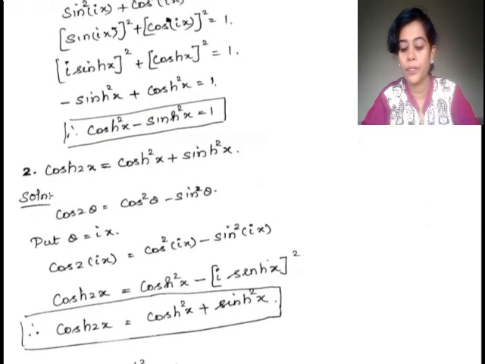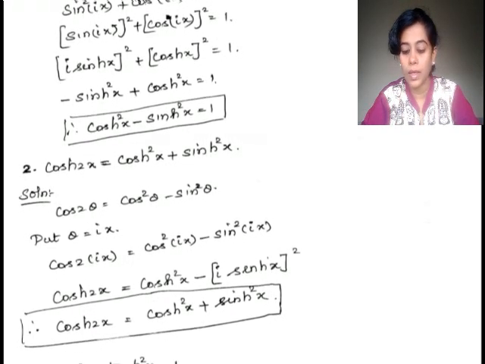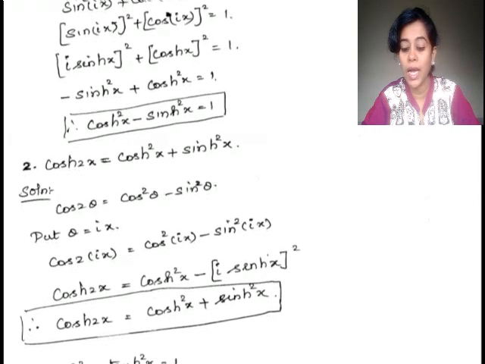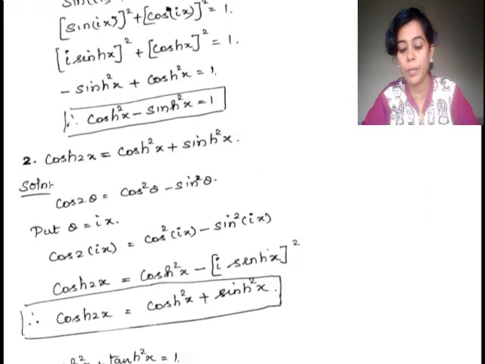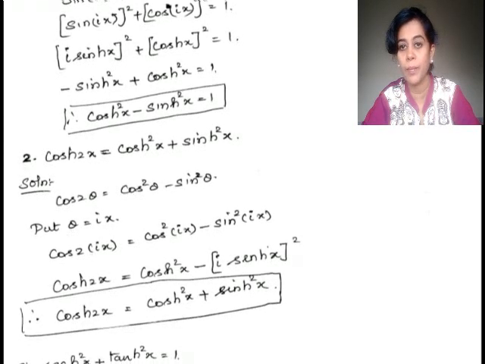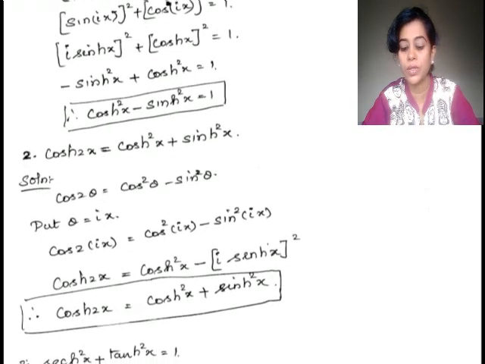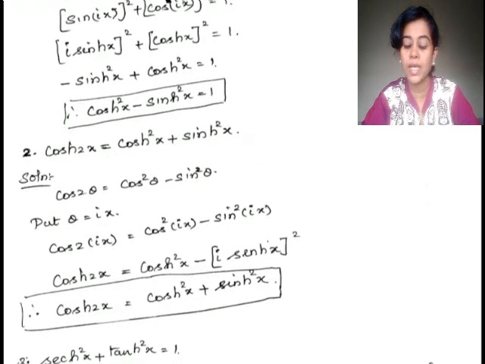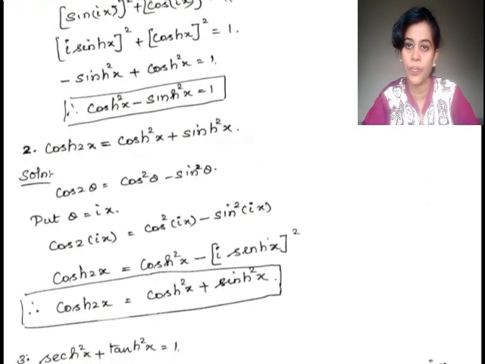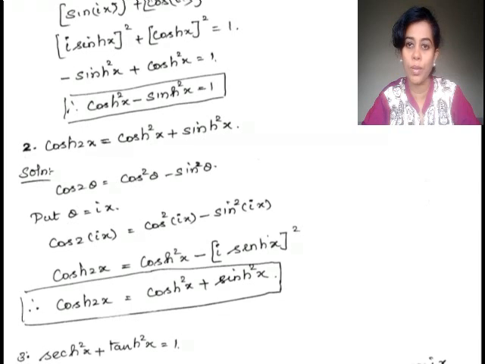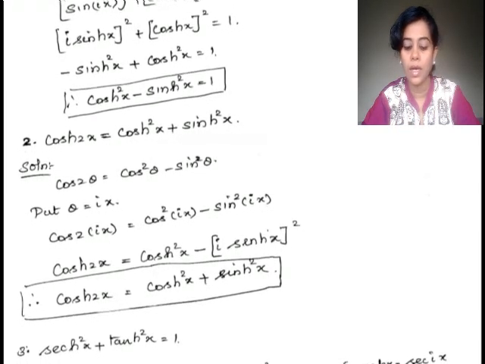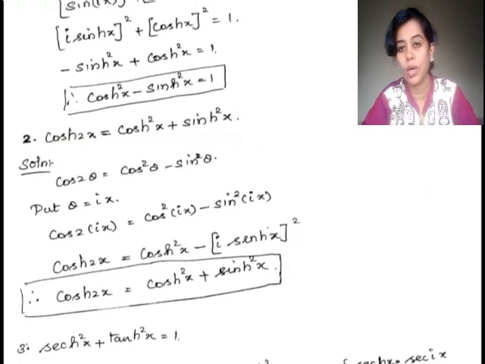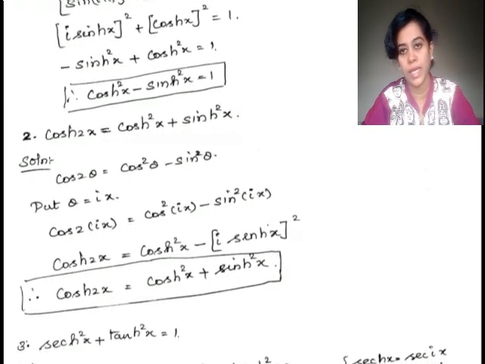equal to cosh²x − (i sinh x)². Isn't it? Because cos ix will be cosh x, sin ix will be i sinh x. So therefore it is cosh²x − (i sinh x)². And here i² is equal to minus 1, so minus into minus is plus. So therefore we are getting cosh 2x = cosh²x + sinh²x.